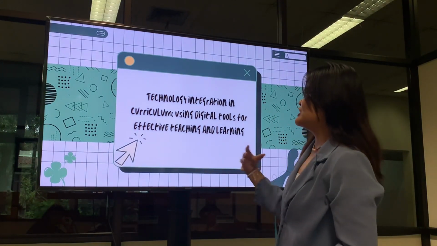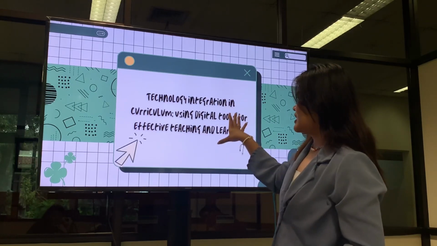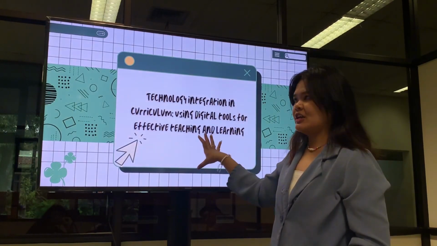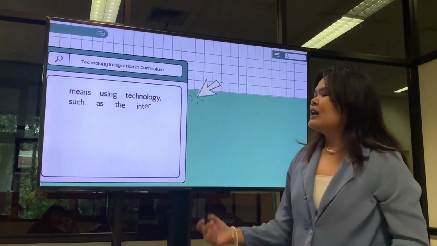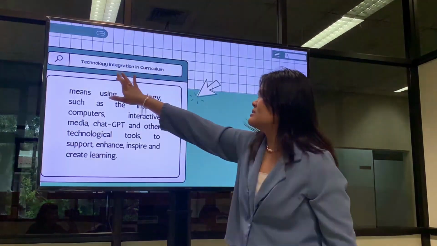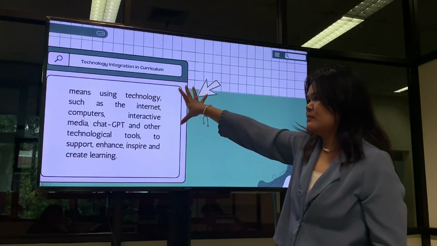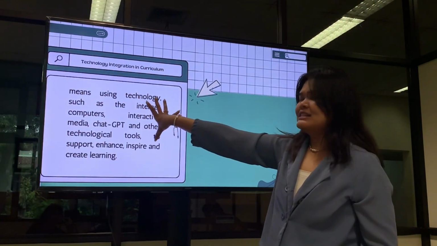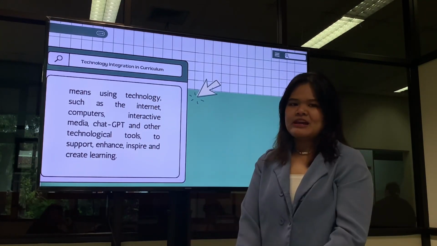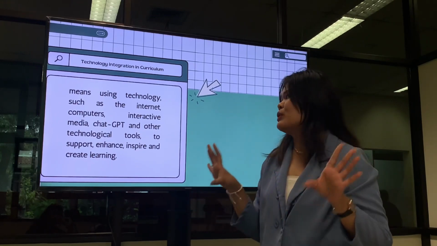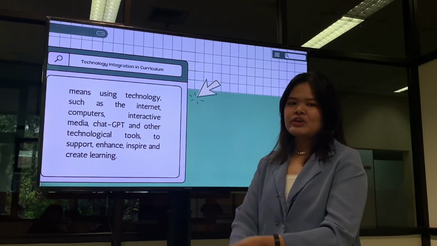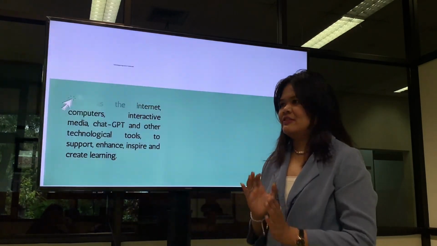Next, let's move to technology integration in curriculum, using digital tools for effective teaching and learning. First things first, let us figure out what technology integration in curriculum is. It means using technology, such as the internet, computers, interactive media, ChatGPT, and so on, to support, engage, inspire, and create creative learning.